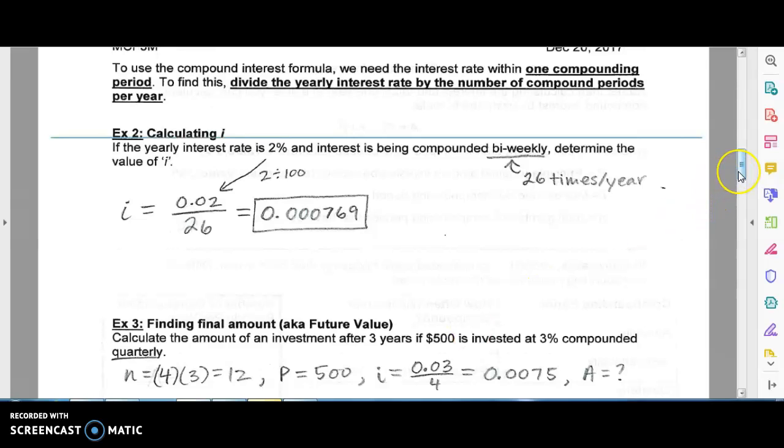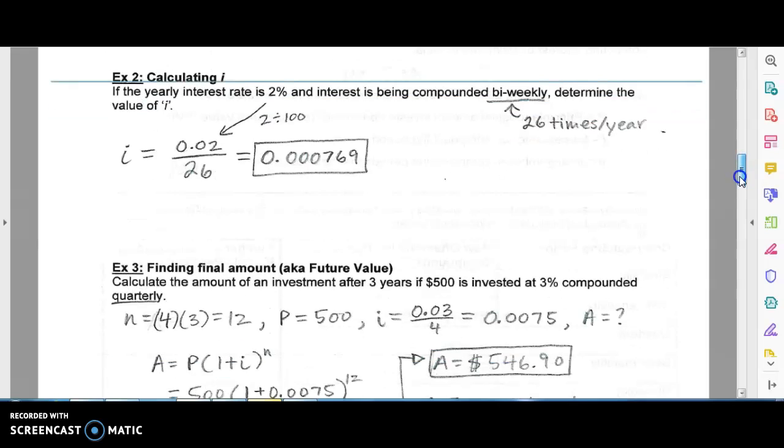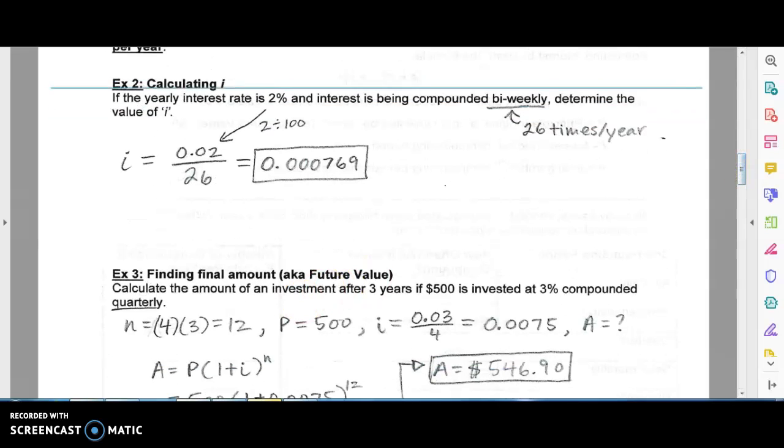All the information we need is in the question. Remember our formula: A equals P times (1 plus I) to the N. We're solving for A. We need to figure out what P, I, and N are. P is easy. It's whatever the original amount is. In this case, the original amount of the investment is $500, so your P value is 500.